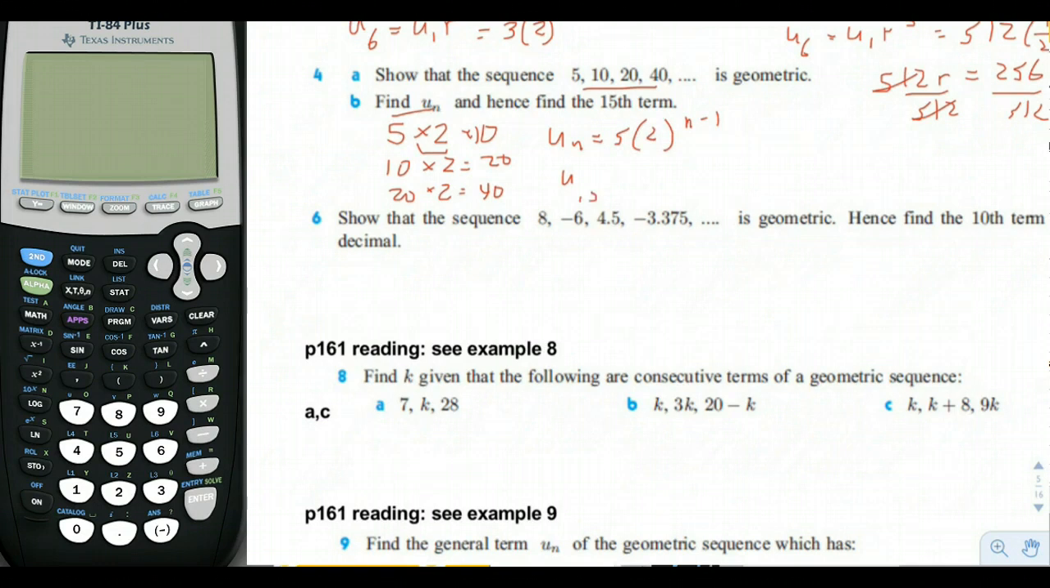Now, what if we were looking for the 15th term? Then we would look for 5 times 2 to the 14th. Okay, so you could just put that in your calculator to find that.